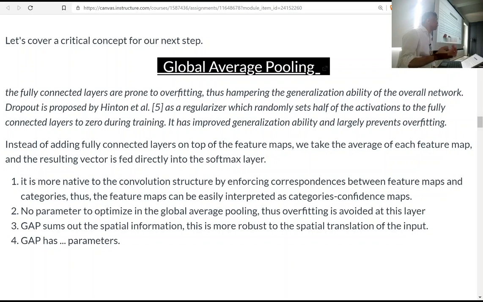Faster. There's literally no parameter. 13x13, you apply GAP, no parameter. If you were to convert this into using flatten and then add a fully connected layer, you will be adding more parameters there. So a layer with GAP versus a layer without GAP with a fully connected layer, which will have a higher accuracy?